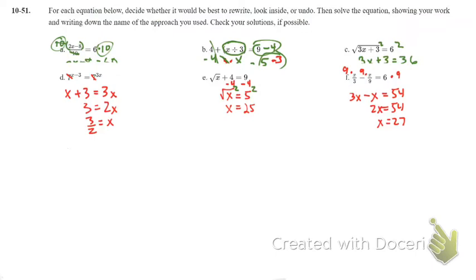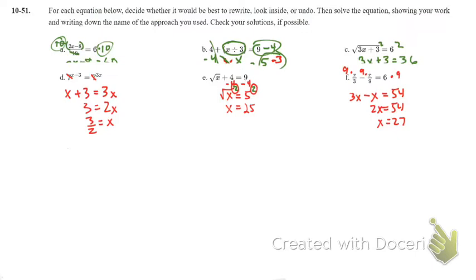For problem E, we're going to subtract 4 on both sides first. And then that leaves me with the square root of x equals 5. To get rid of that radical, I've got to again do the inverse. The inverse of square rooting a number is squaring the number. So we've got to square both sides. And therefore, x equals 25.